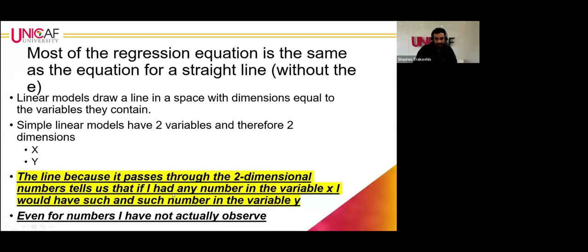The line passes through the two-dimensional space, passing through the observations that fall in this plane. So each observation, remember, has two measurements, one which is our dependent measurement and one that is our independent measurement. So this line passes through this two-dimensional plane, and it tells us that if I have any number on the variable on the x-axis, I would have such a number on the variable on the y-axis, even for numbers that I haven't really observed.